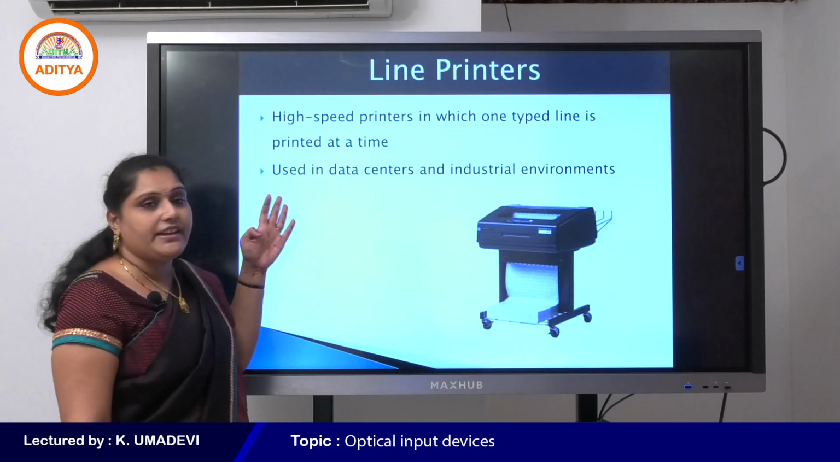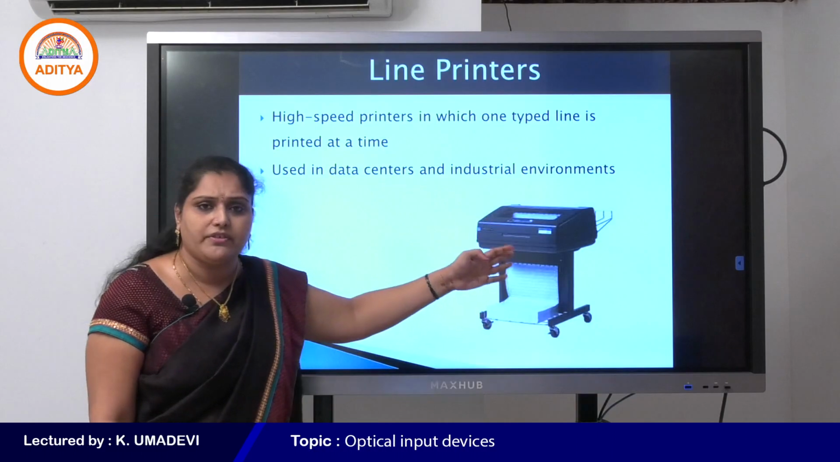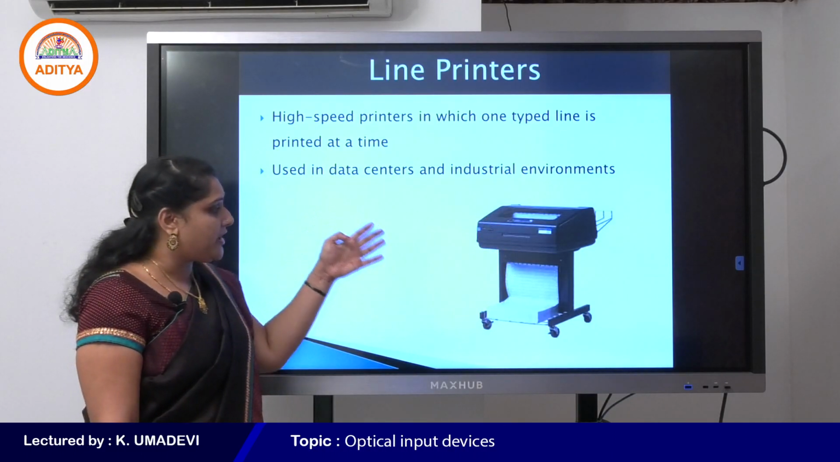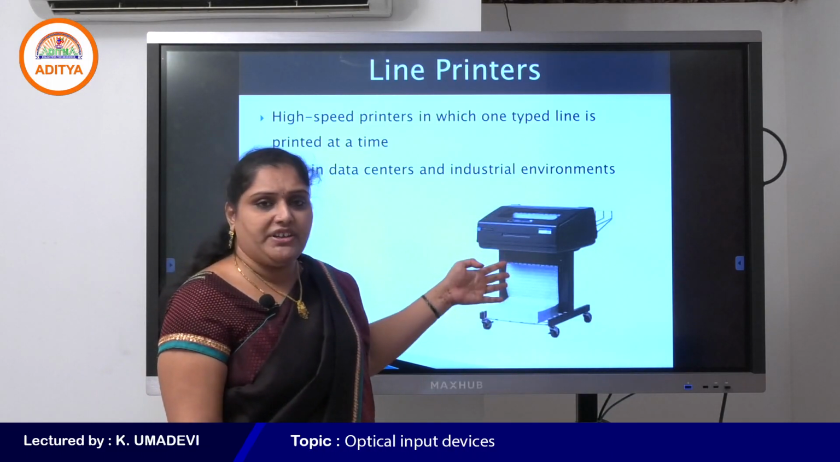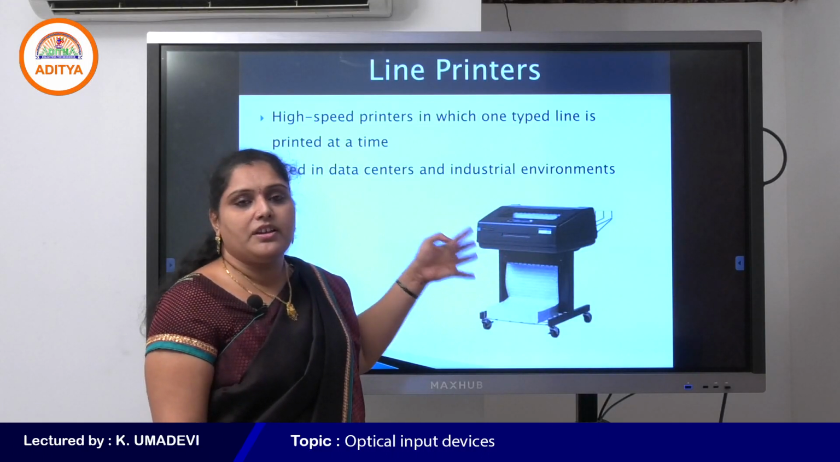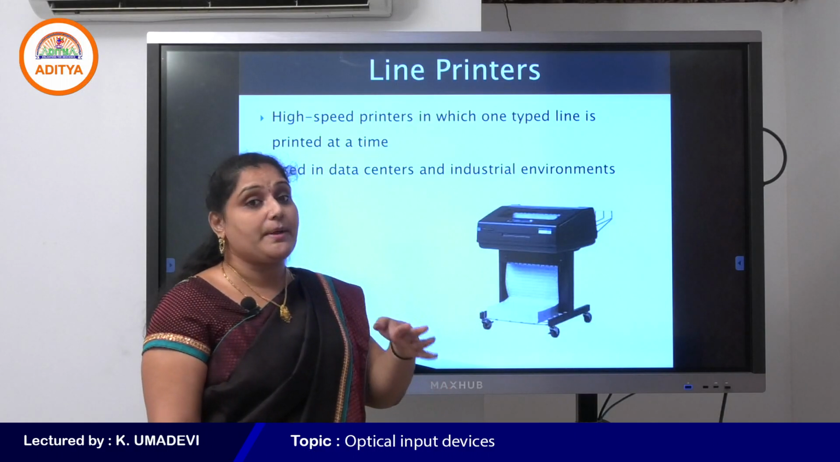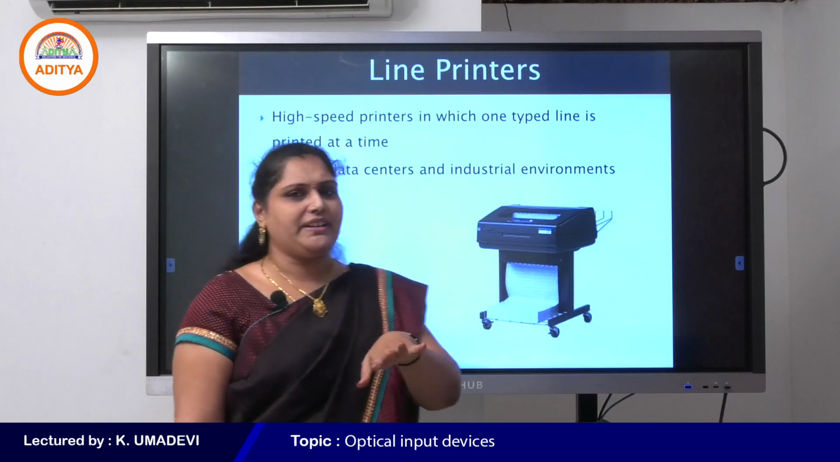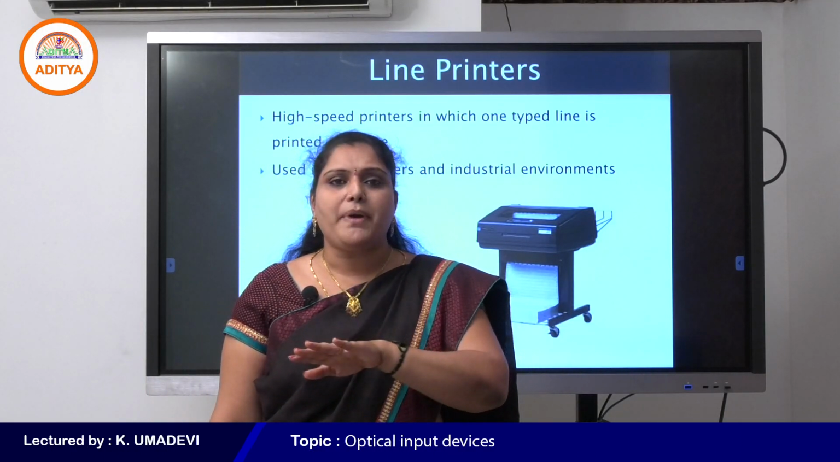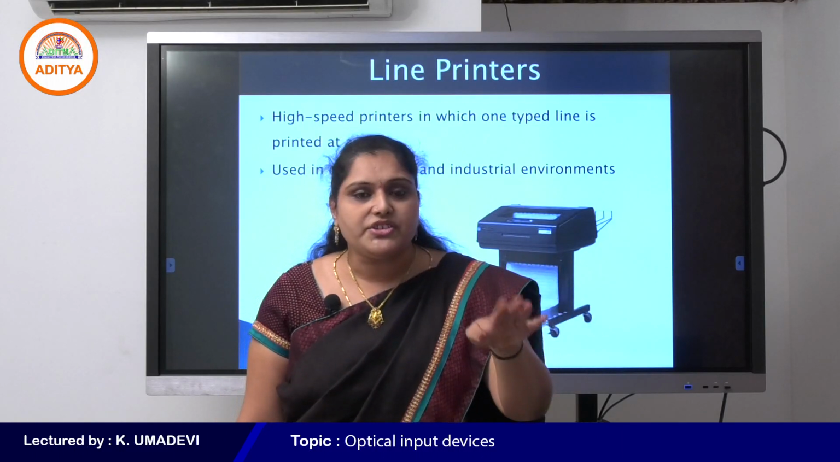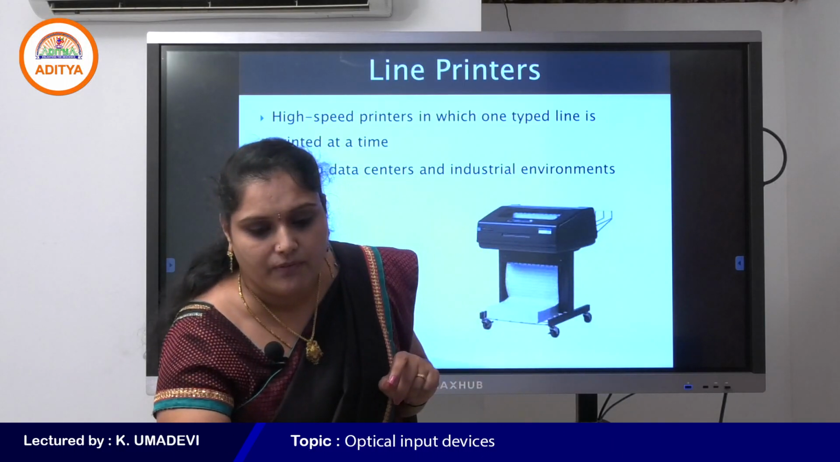These are widely used in data centers and industrial environments. Yes, these are available now, to print one line at a time. Okay, but the dot matrix and daisy wheel printers are very slow when compared to the line printer. But line printers are slow when compared to laser and inkjet printers.